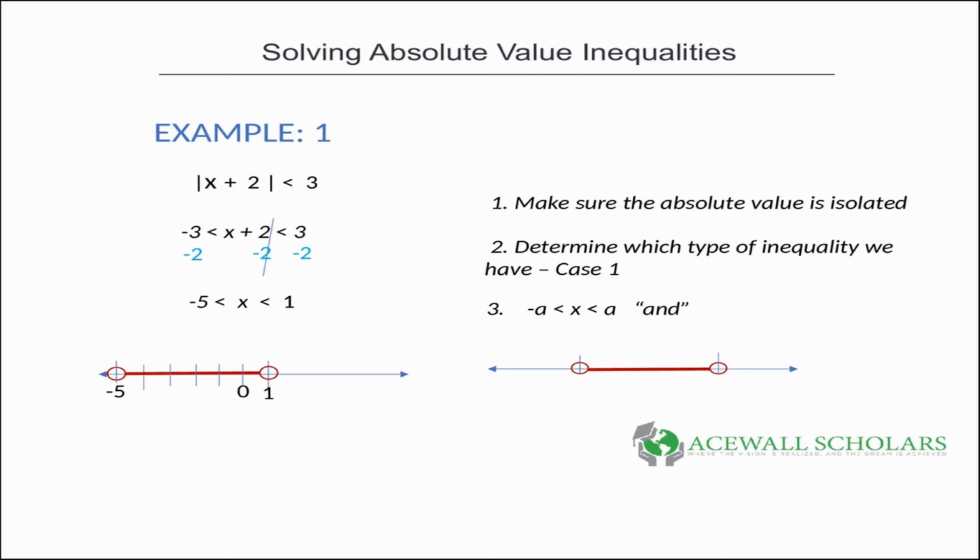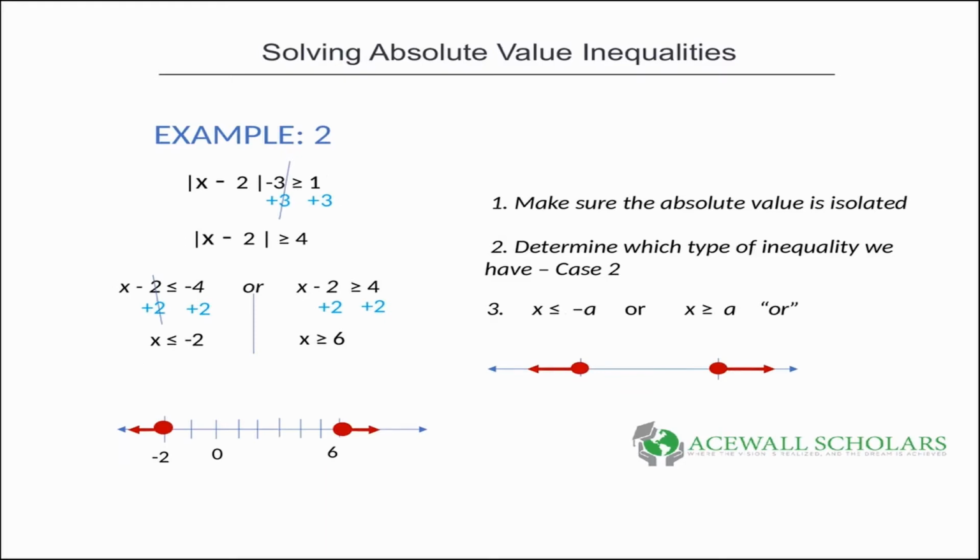Let's move on to example 2. Well, when we're solving absolute value inequalities, what did we say before? We need to make sure the absolute value is isolated. And in this particular problem, it's not isolated. We have a minus 3 on the same side as the absolute value. So we need to first isolate it so we can determine what case we're working with. So we're going to add 3 to both sides. That gives us the absolute value of x minus 2 is greater than or equal to 4.